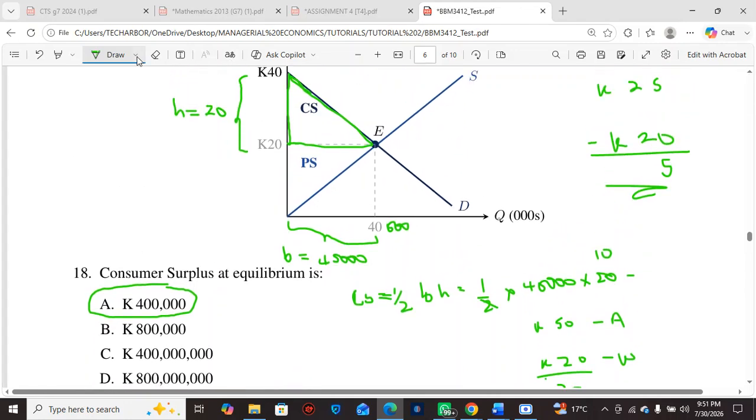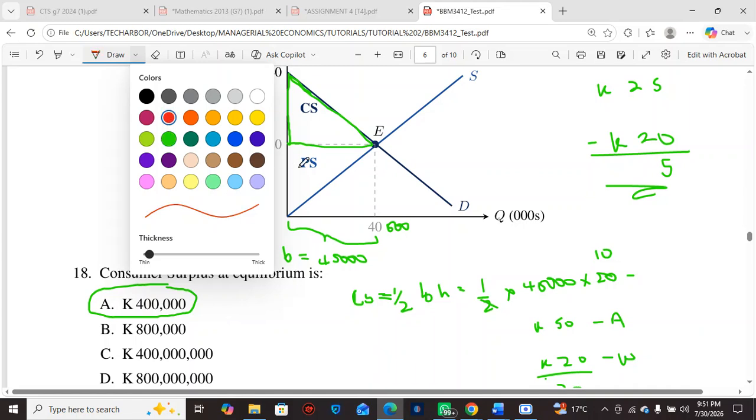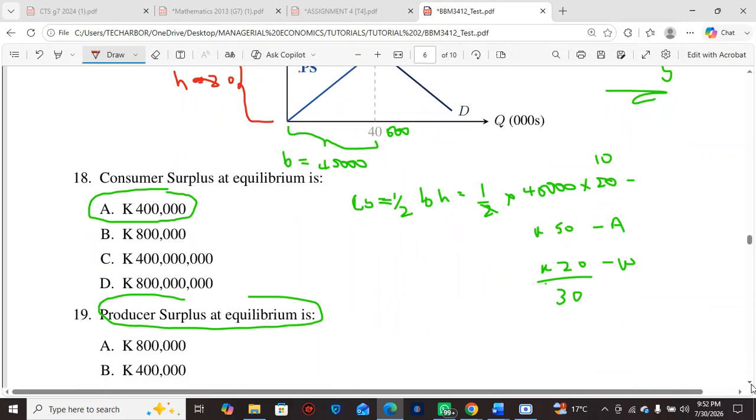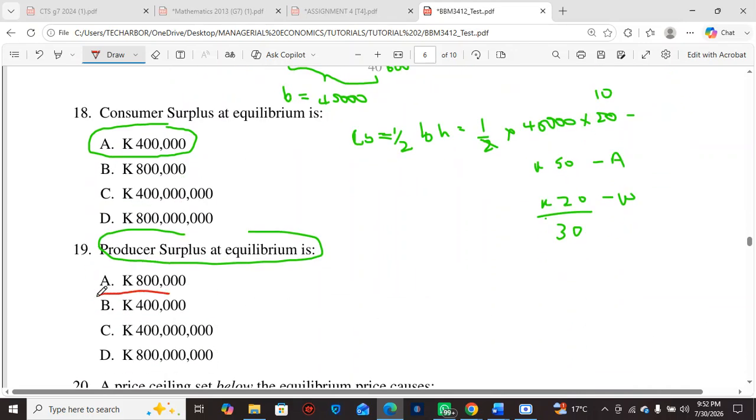So same thing here. We have to get the area of this triangle. The height from 0 to 20, then the base 40,000. So the producer surplus is also 400,000. Yes, 400,000. That is the producer surplus.